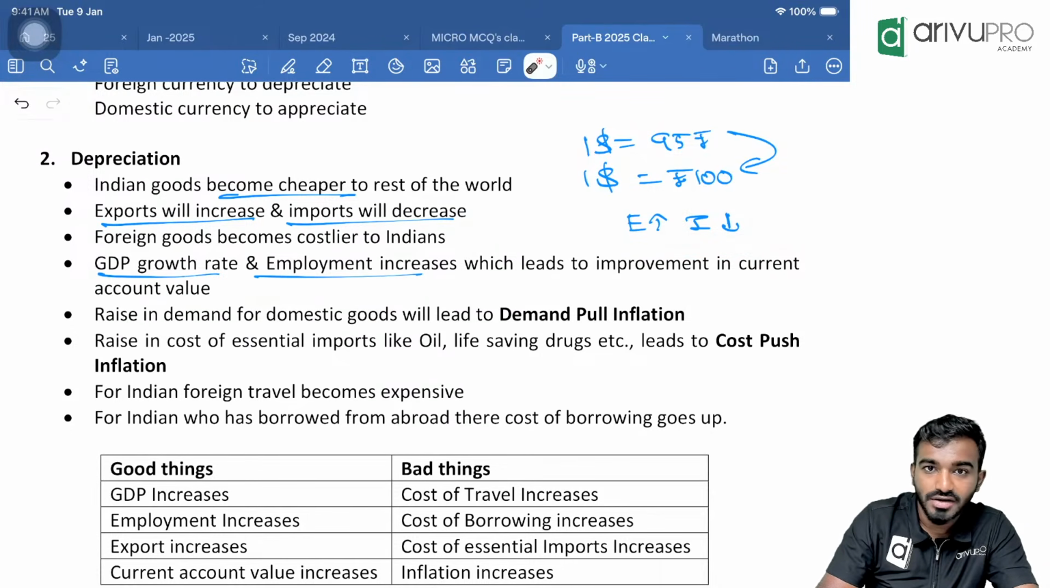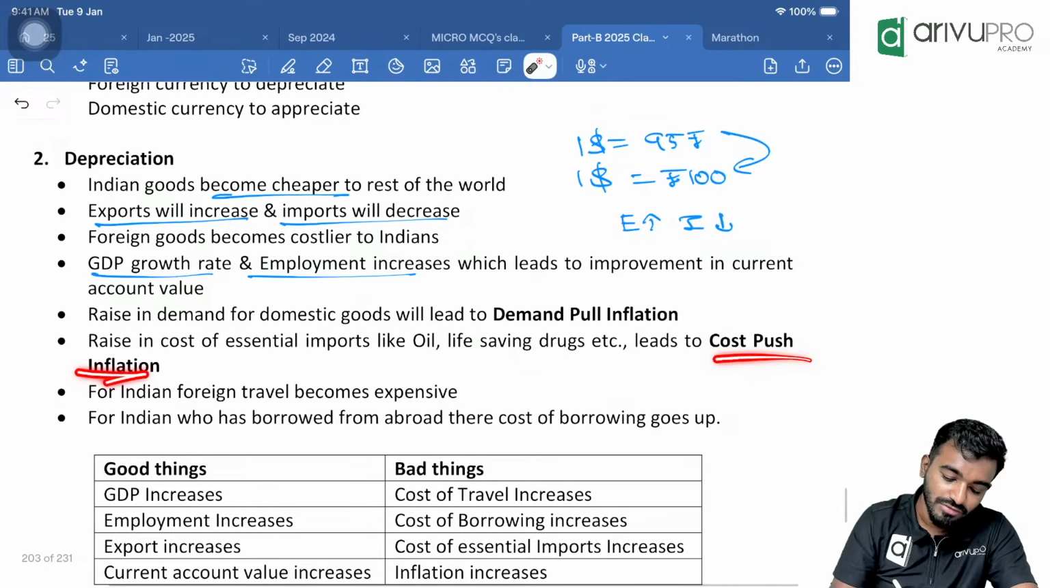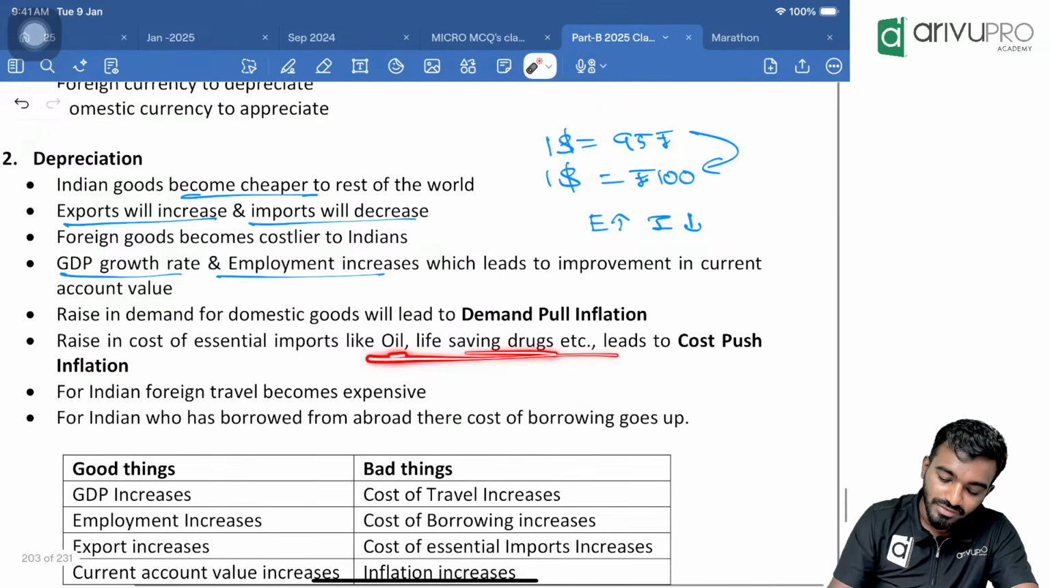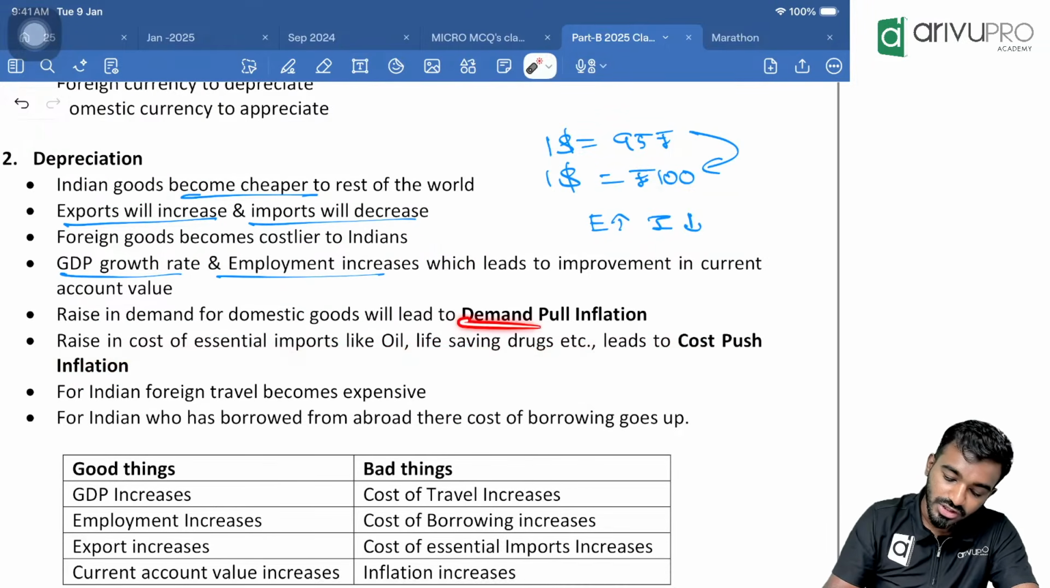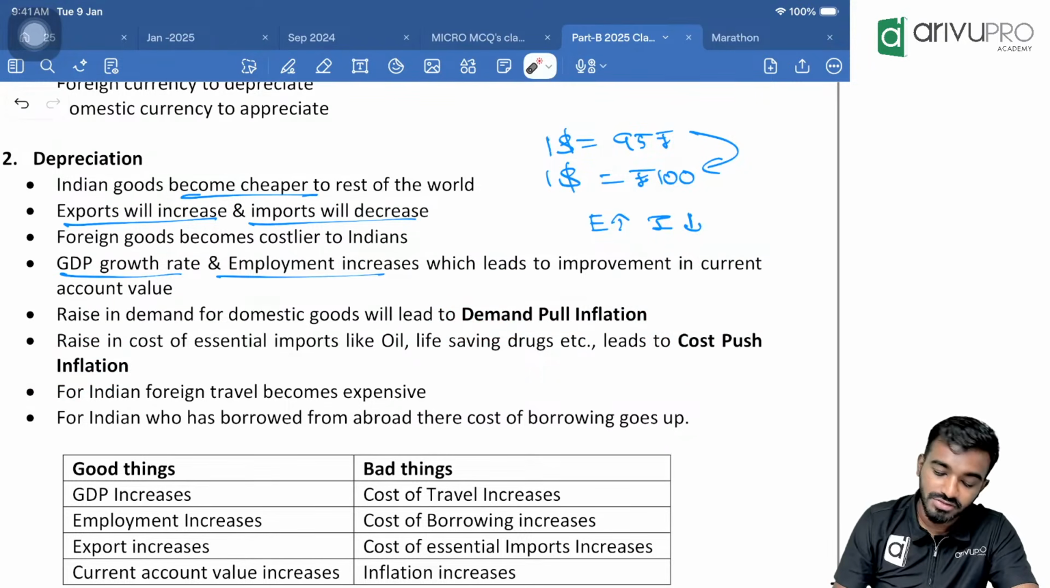Certain imports we can't reduce at all, like life-saving drugs and petroleum items. Already you are importing at a high price and you have to sell inside the country also at a high price. That is called cost push inflation because of importing essential commodities. So both inflations will go up, demand pull inflation and cost push inflation.